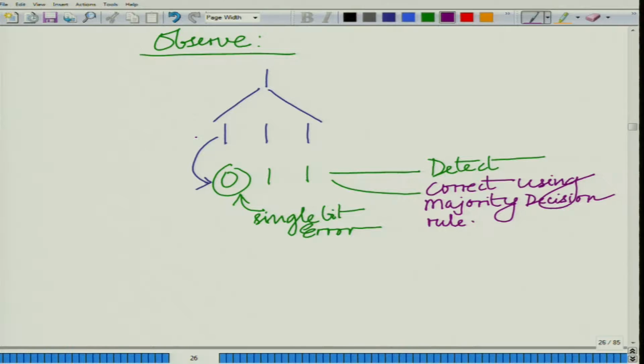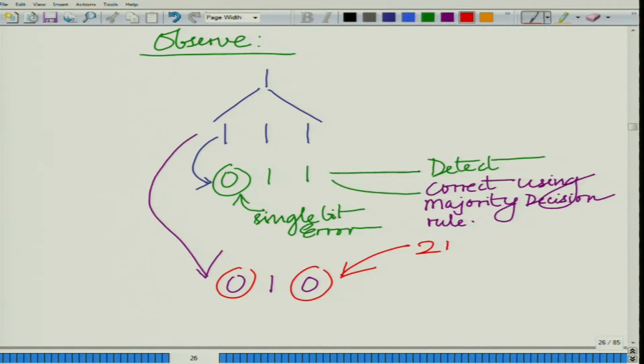However, let's say if you receive 2-bit flips, 0, 1, 0. There are 2 bits in error. You can only detect this. You know that something is wrong because the moment you see 0, 1, 0, you know that an error has occurred.